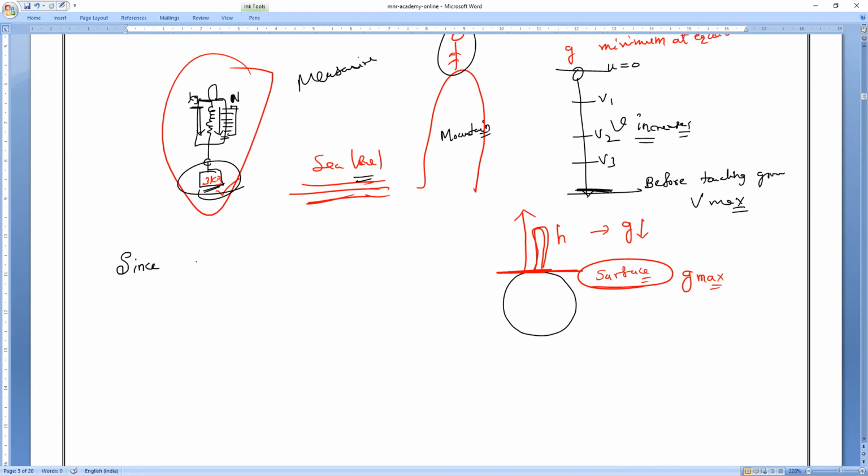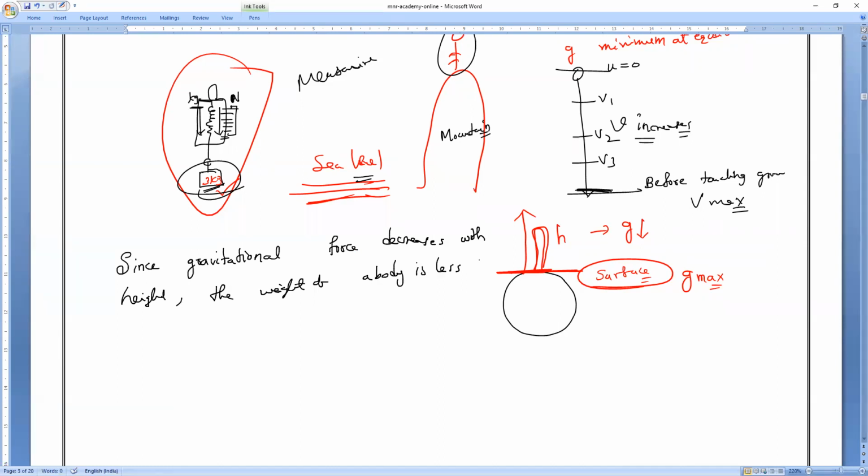As height increases, does gravitational force decrease or increase? Decreases. Since gravitational force decreases with height, the weight of a body is less at the top of a mountain compared to that at sea level. Is it clear, everybody?